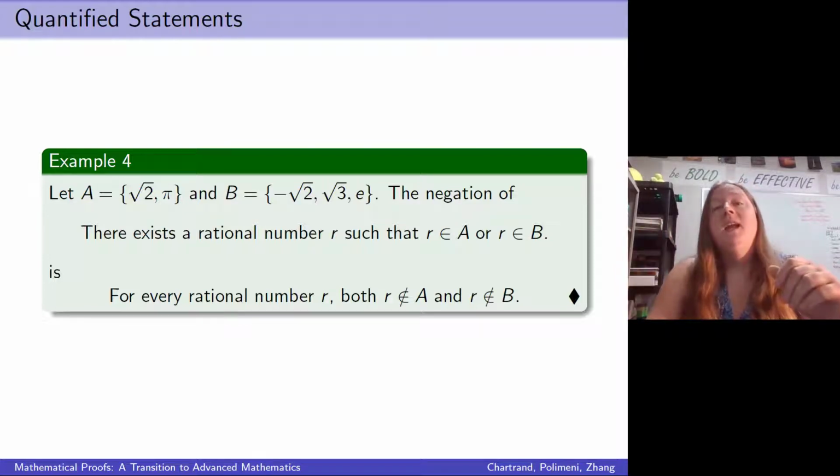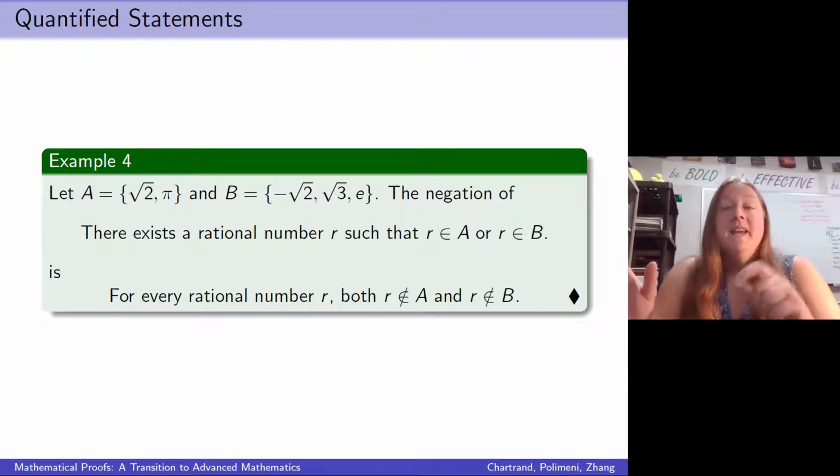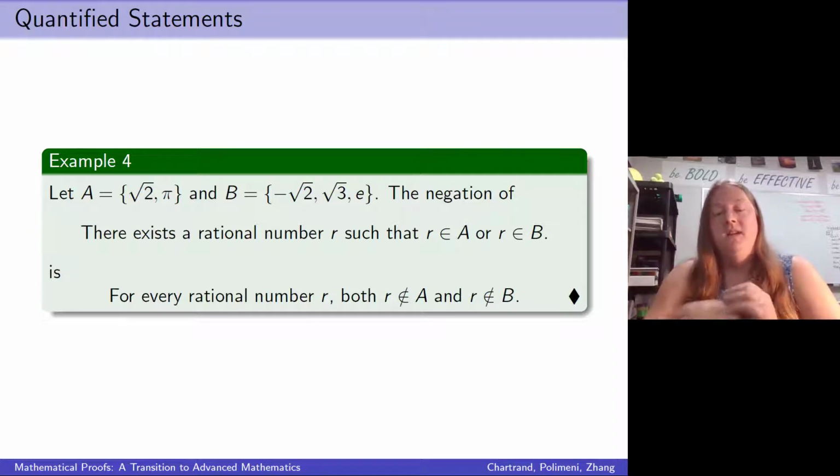And remember, when we negate disjunctions, they become conjunctions with the negations. So the negation of R is in A or R is in B is R is not in A and R is not in B. So there we have our universally quantified statement that is the negation. For every rational number R, both R is not in A and R is not in B.